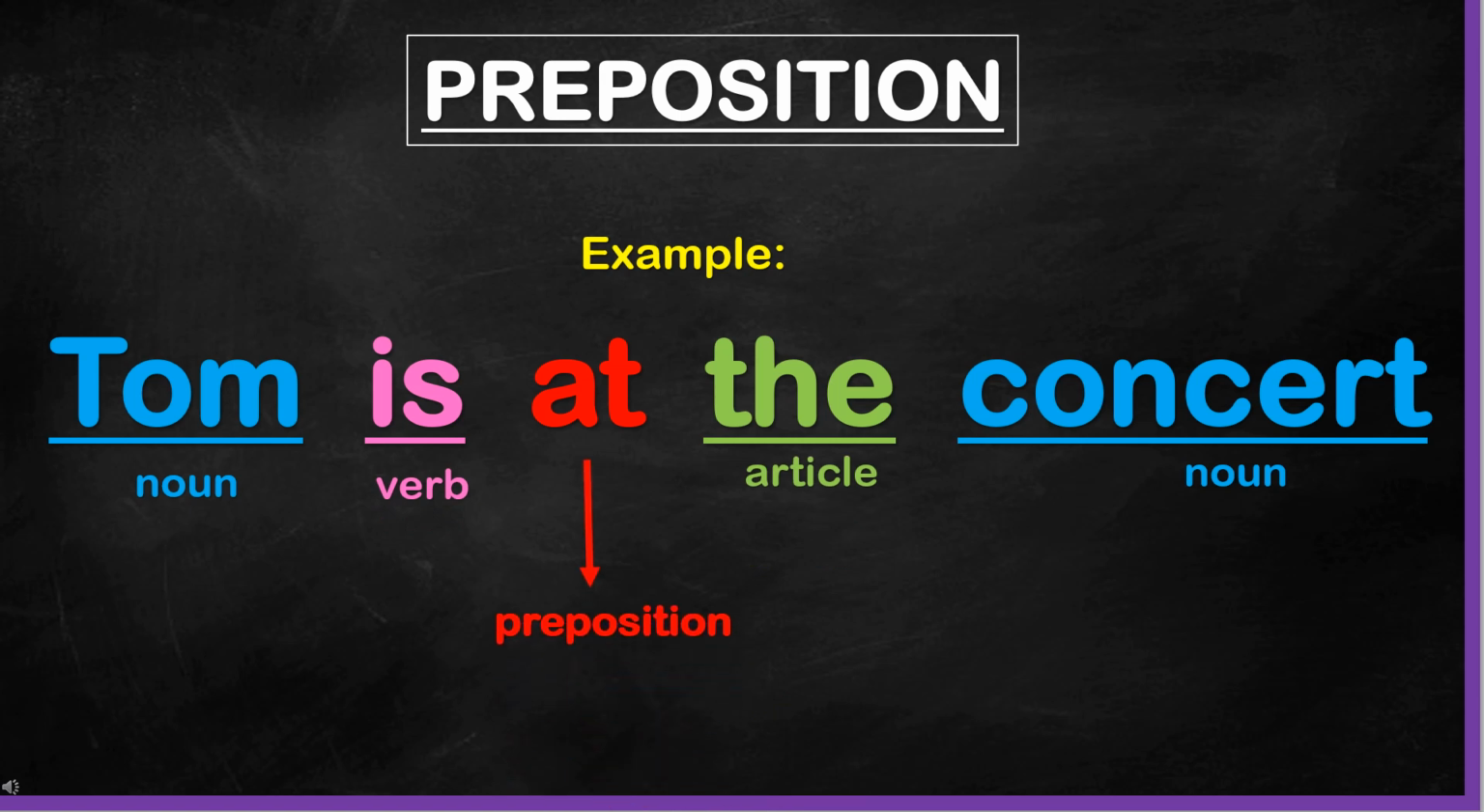Let us solve one more example. Tom is at the concert. Here the words Tom and concert are names of things, or the name of a person, so it becomes a noun. Is is the helping verb over here. The is an article. And what is it that is connecting these two parts of the sentence together? The word at, and therefore it becomes a preposition.